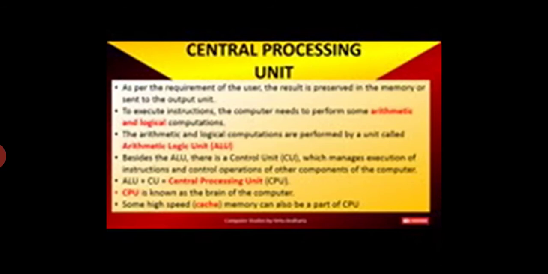Besides the ALU, there is a control unit, also known as CU, which manages the execution of instructions and also controls operations of other components of the computer. ALU plus CU is known as Central Processing Unit or CPU. CPU is known as the brain of the computer. Now most teachers have made students mug up that CPU is known as the brain of the computer. Besides, some high speed memory, that is cache memory, can also be part of the CPU.